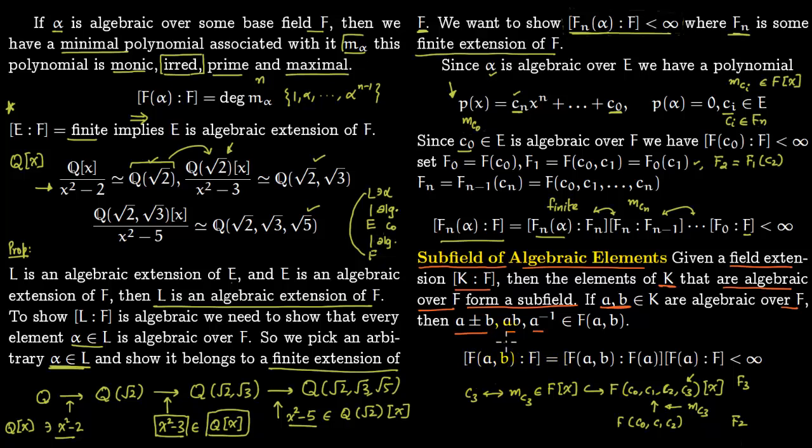And this you can see immediately that this is finite. So therefore a and b are algebraic. You can construct this again like this: F(a, b) over F(a) and F(a) over F. This will be finite because, again, take your minimal polynomials corresponding to a, corresponding to b. So this will be finite, and therefore a and b are algebraic, and you can form a subfield like this.